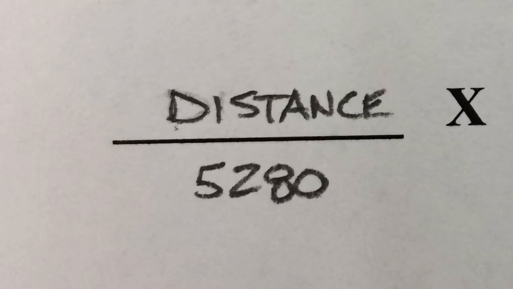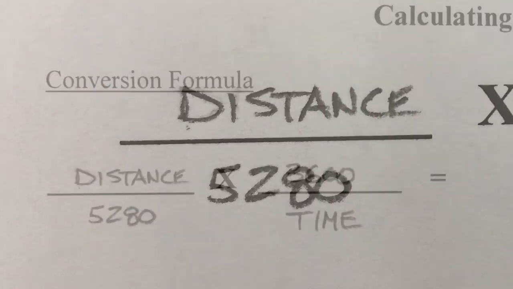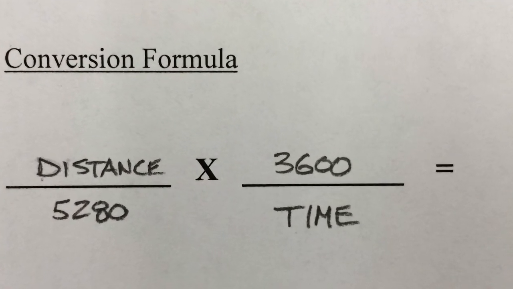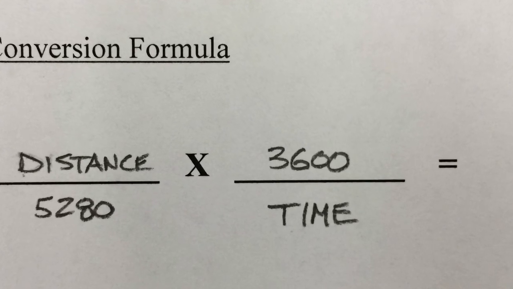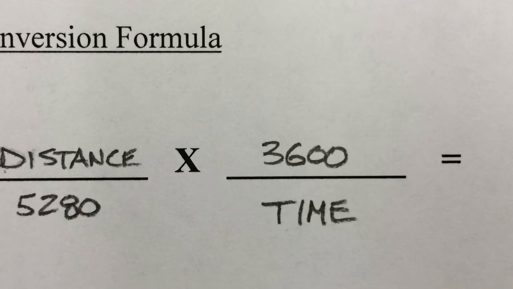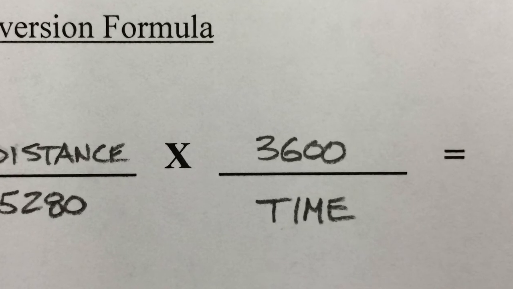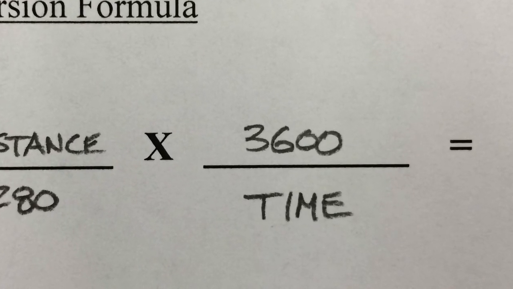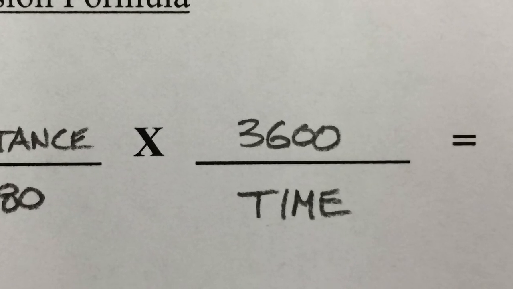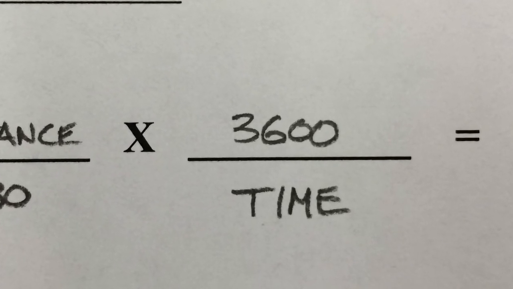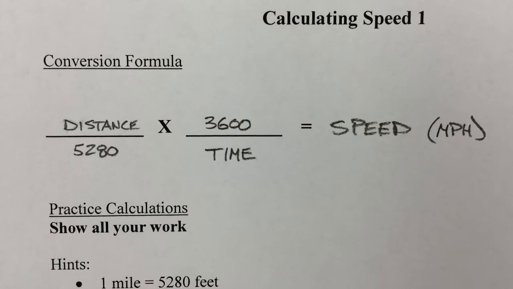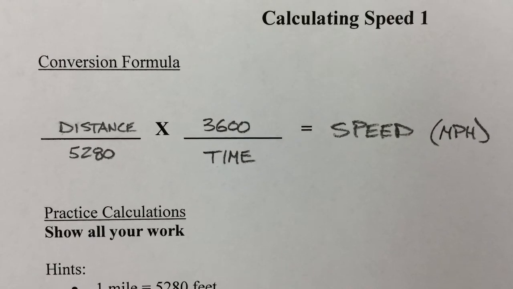Our second fraction is going to be 3,600 divided by the time given in seconds. So we know that our formula, distance divided by time is equal to speed. So we need our time on the bottom. That's why this fraction is flipped upside down with 3,600 on top and the time on the bottom. So we multiply those two fractions together, and that will give us our speed in miles per hour.